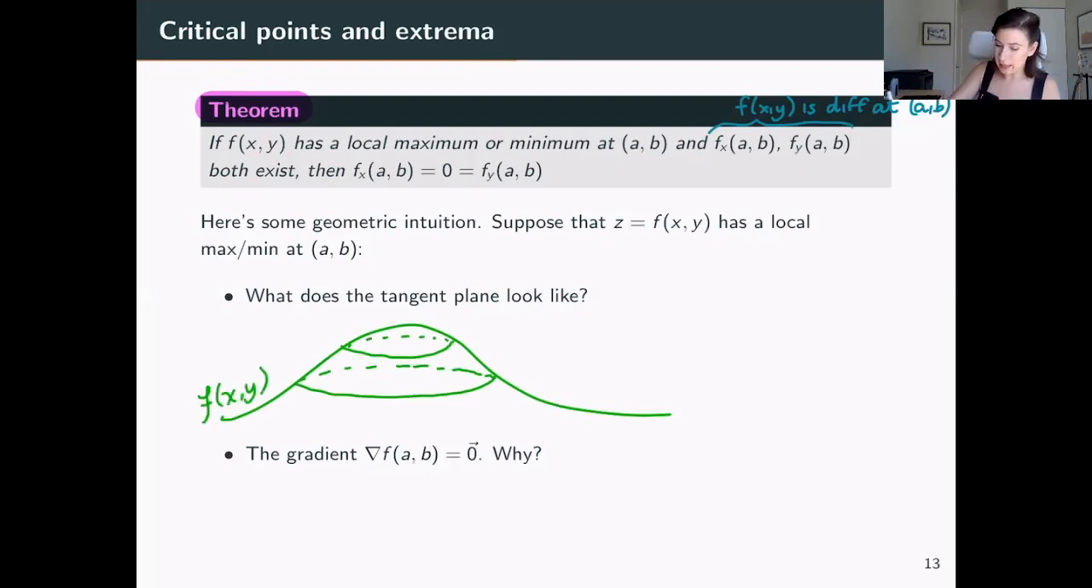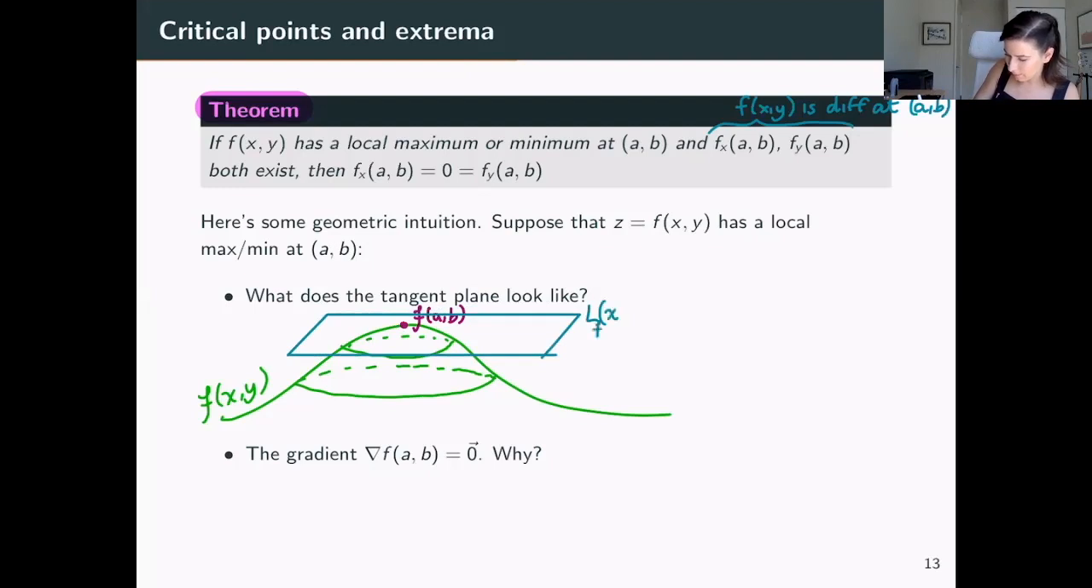And I could look at the point here where it's obviously a max at f(a, b). Because I know that this surface is differentiable, it's nice and smooth, I can go ahead and draw what my tangent plane would look like at this point and height of f(a, b). And our tangent plane would look something like this. So remember that this is the linearization of f(x, y) at the point (a, b).